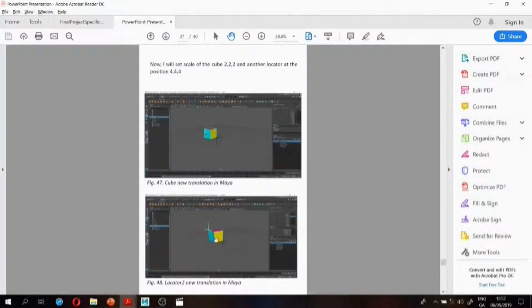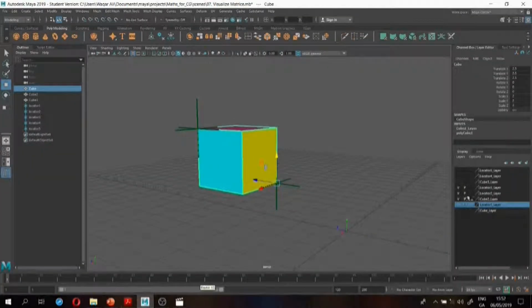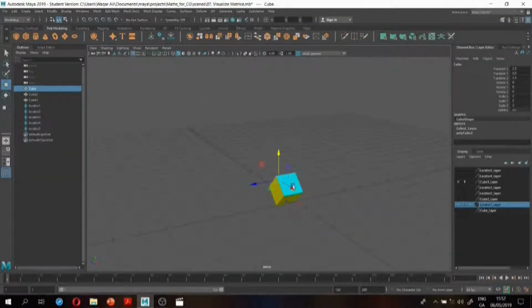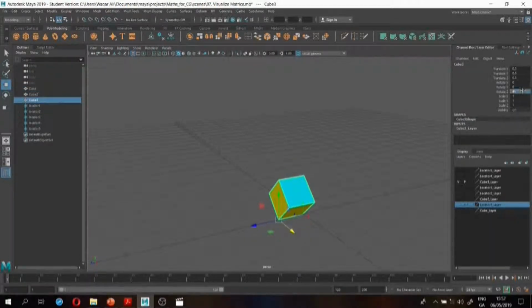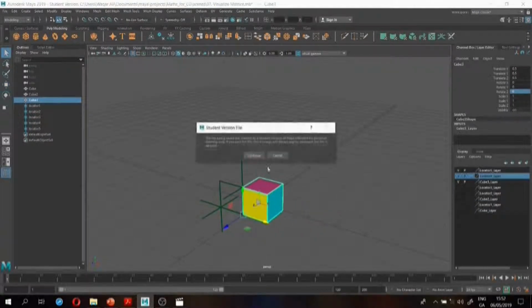So that's the scaling in Maya. You'll see this in the viewport. Now the next thing is rotation. How to do the rotation? We'll go back to this. We'll switch off our layers. We'll open this cube and set this cube at 0 now. So we will have these two locators.